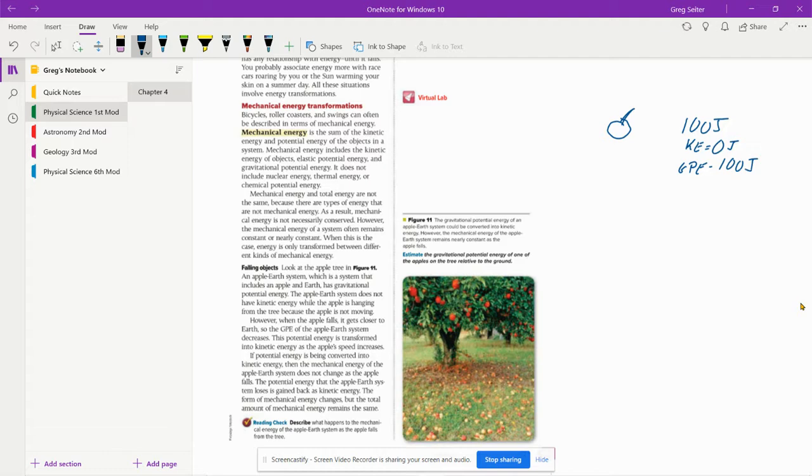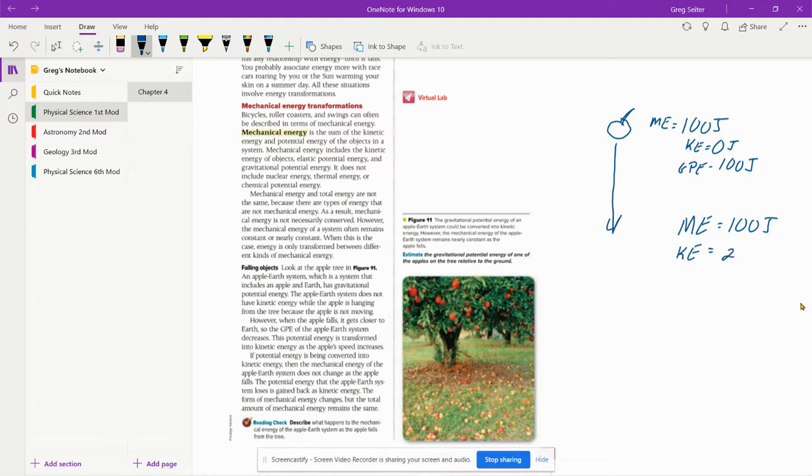So as this apple starts to fall towards the ground, when that apple breaks off of here and starts falling towards the ground, it's losing height. And remember, gravitational potential energy is height times mass times gravity. So the mechanical energy is always going to be 100. I cannot create or destroy energy. But what happens is the kinetic energy, it's starting to move. So the kinetic energy is going up.